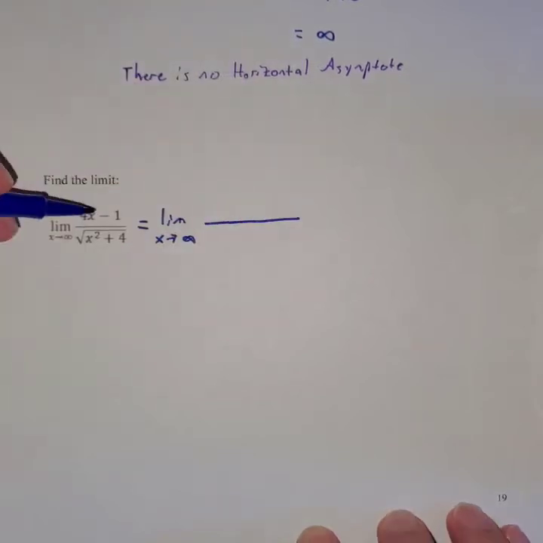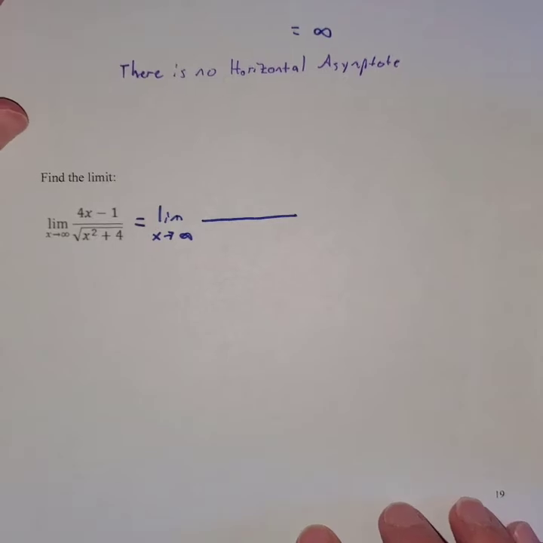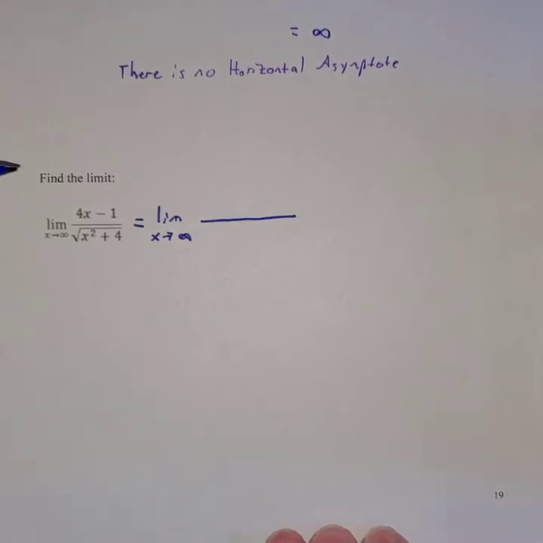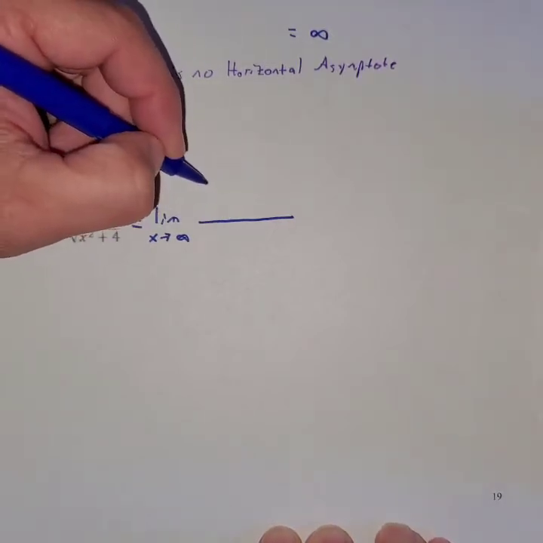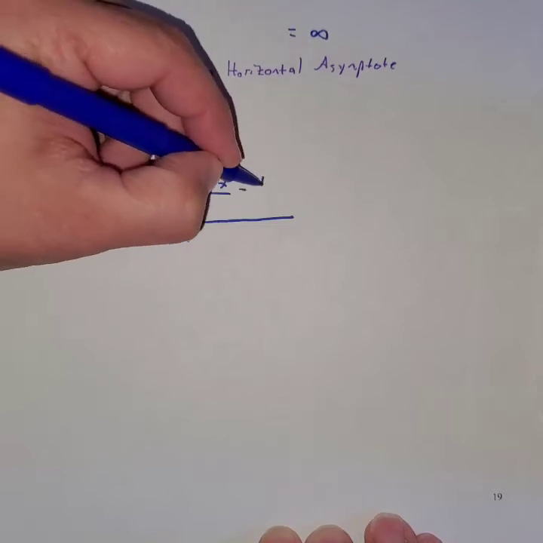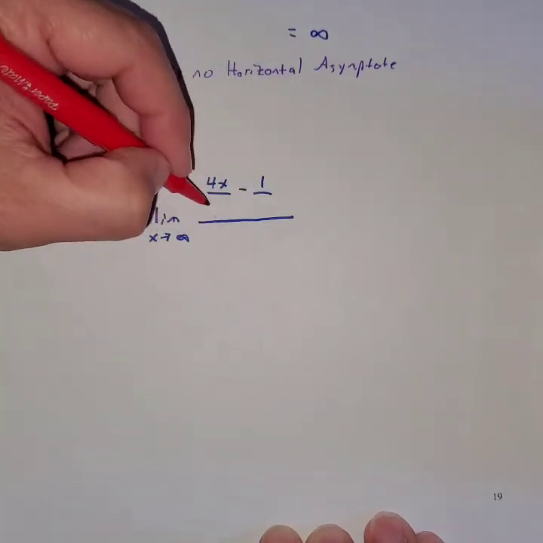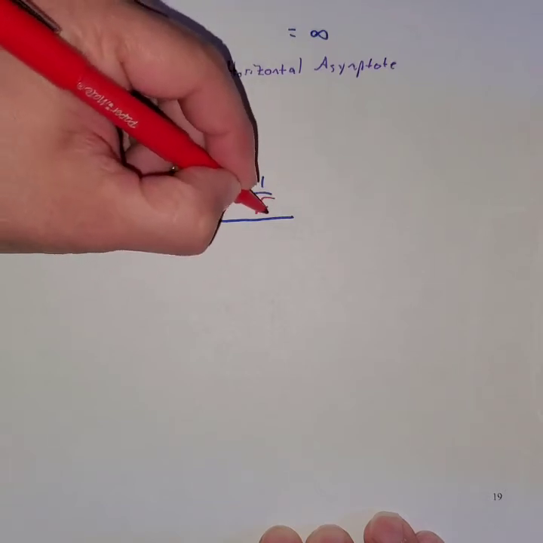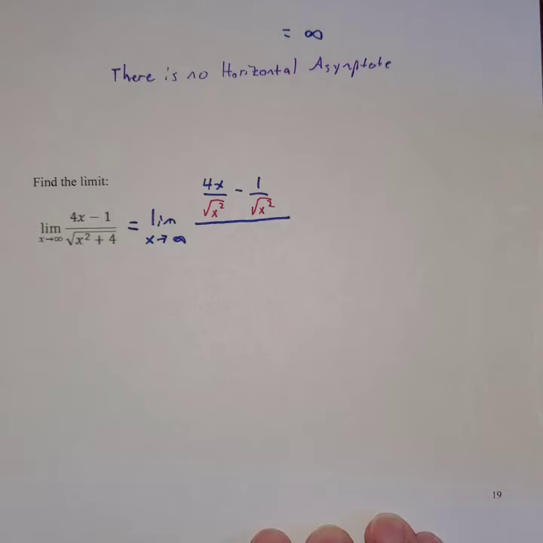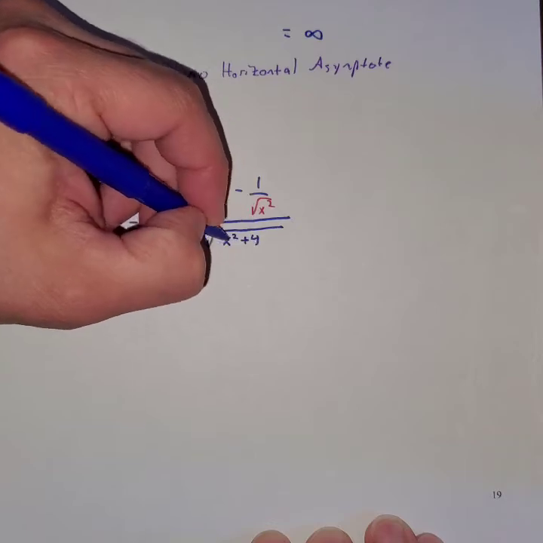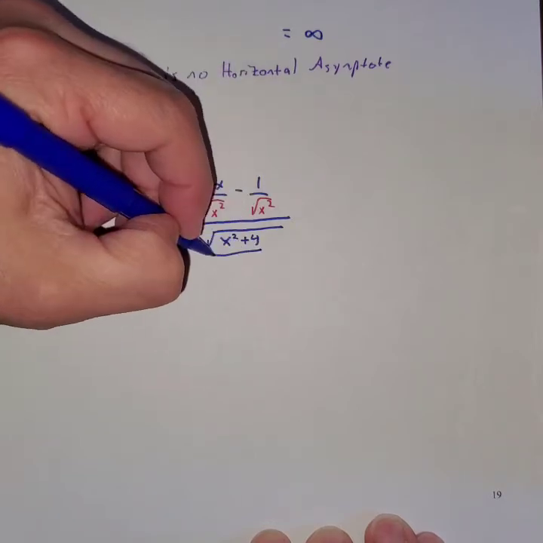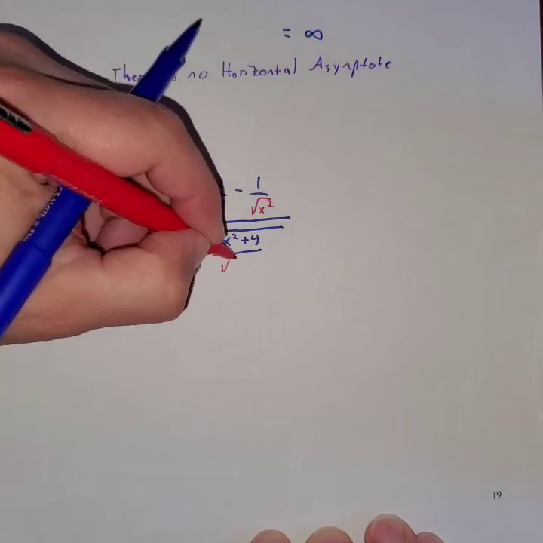x goes to infinity. Now when we decide what is the highest degree of our denominator, well, we have a radical. So I can think of this as square root of x squared. So in my problem, I'm dividing my numerator by square root of x squared. In my denominator, I had x squared plus 4. And I'm going to divide this whole radical by square root of x squared.